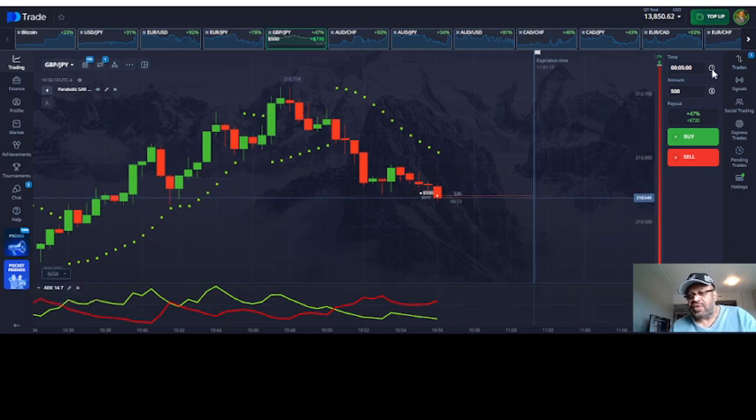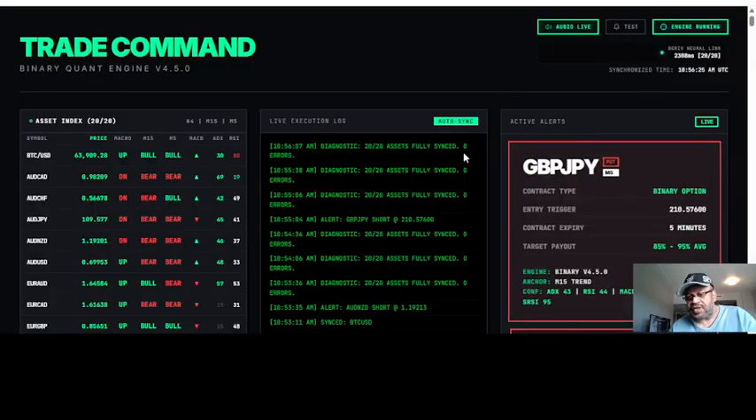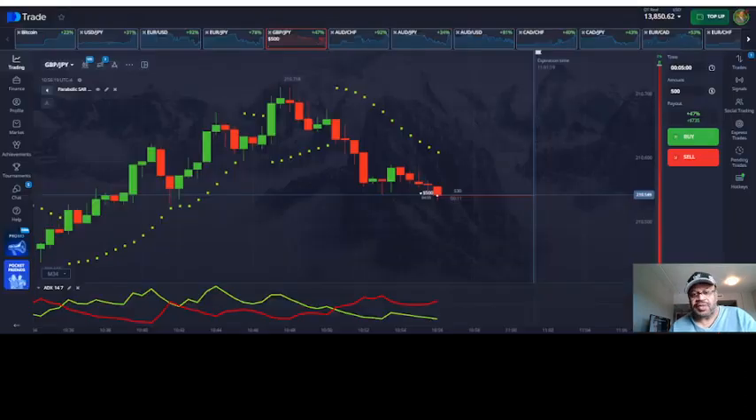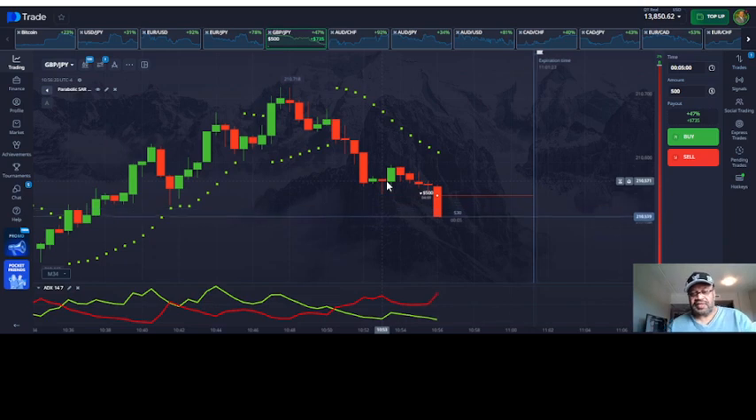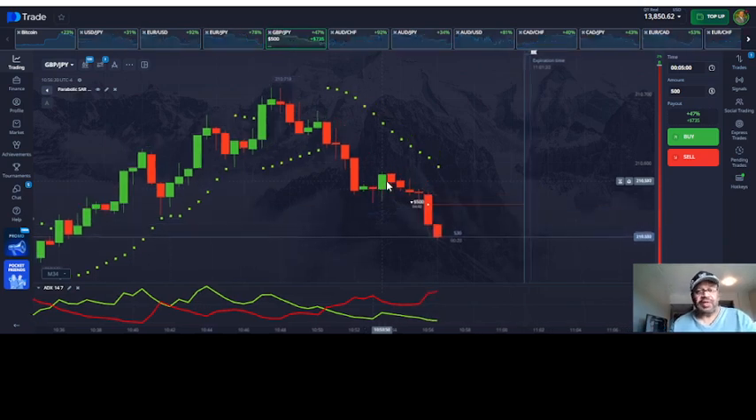Make sure the timer is set to 5 minutes. We selected our Great British Pound, Japanese Yen. The Quant Engine tells us to take the short here. So I went ahead and took the short at this level here. 5 minutes gives time for the trade to play out.